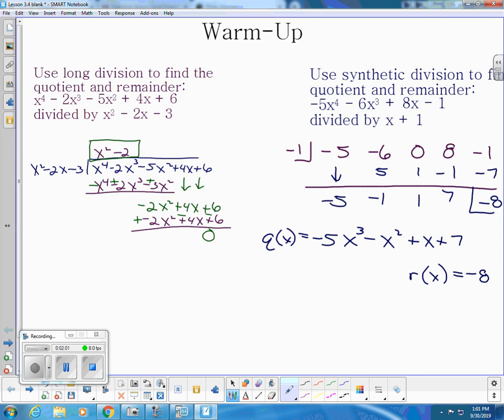No? Plug in a negative 1. Plug in the box number. Plug the box number into the function. Whatever you get out should be the remainder. And that's how you can quickly check, okay? All right. Any questions on long division and synthetic?